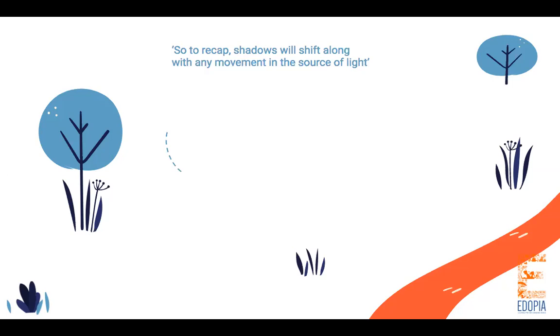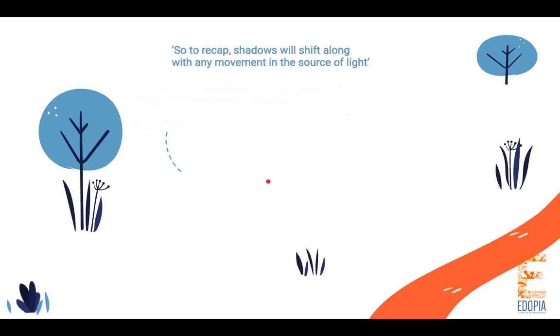This session, we reviewed how the same happens when the sun changes position. The shadows of objects that the sun's light falls upon shift as the sun's position changes in the sky. To recap, shadows will shift along with any movement in the source of light. We looked at the cup's shadows shifting with the position of a torch, and the same thing applies with any source of light, be that a torch, a light bulb, or the sun.